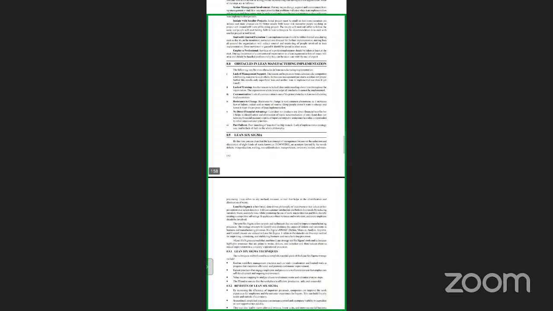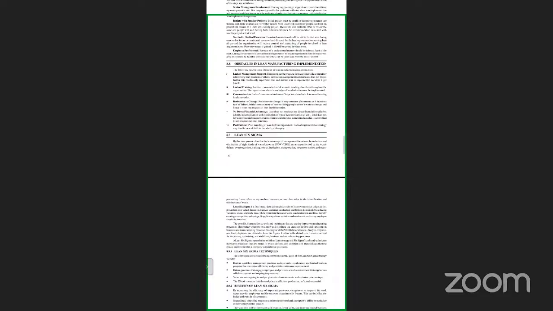So what are the obstacles that come across in implementing the lean manufacturing process? One is lack of management support. If there is no proper management support, then the lean manufacturing process cannot be done successfully.